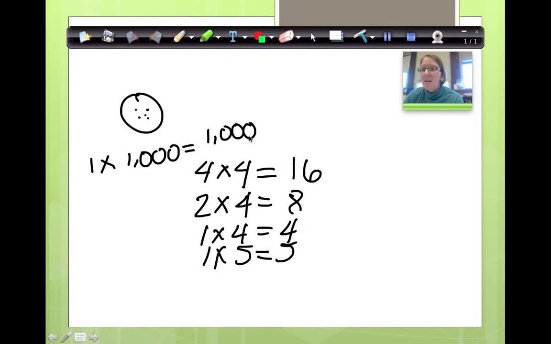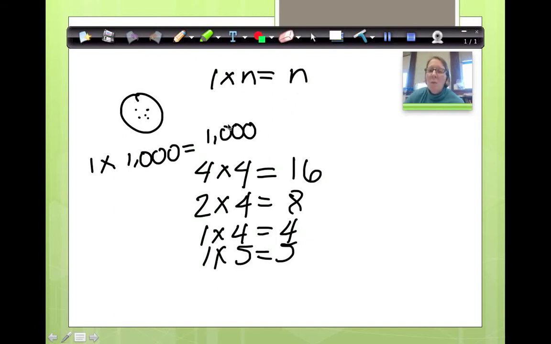So let's write this as a rule or a statement. 1 times any number, it doesn't matter, you can choose 100 billion and 1, and if you had 100 billion and 1 dots in here, it would equal 100 billion and 1, right? So 1 times any number equals that number.